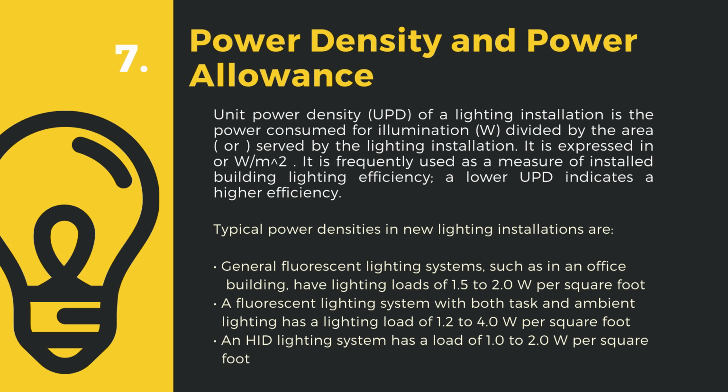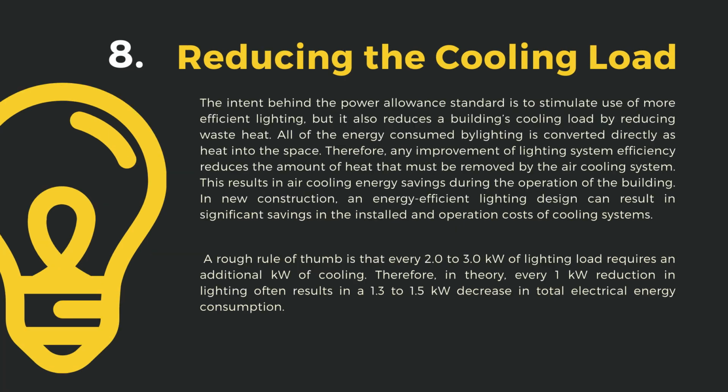Now let's move on to the next topic, which is reducing the cooling load. The intent behind the power allowance standard is to stimulate use of more efficient lighting, but it also reduces a building's cooling load by reducing waste heat. All of the energy consumed by lighting is converted directly into heat in the space. Therefore, any improvement of lighting system efficiency reduces the amount of heat that must be removed by the air cooling system. This results in air cooling energy savings during the operation of the building.